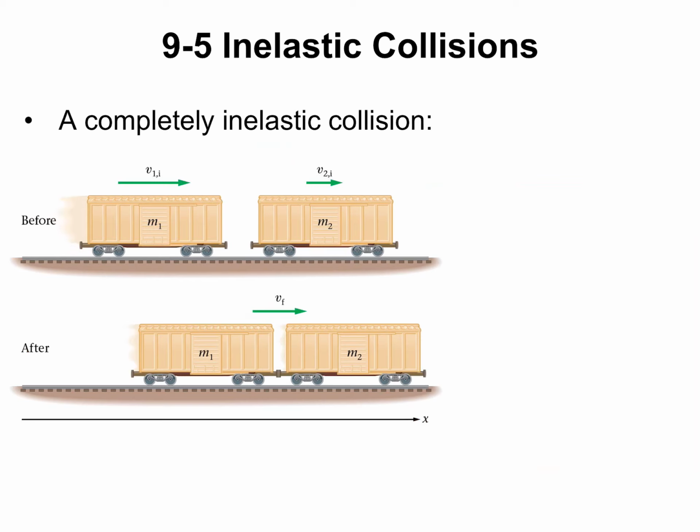Here's an example of a completely inelastic collision. You see there are two railroad cars. M1 moves with V1I, then M2 moves with V2I. Then they bump into each other. After they bump, they connect with each other, so they move with the same velocity. This kind of collision we call a perfectly inelastic collision.